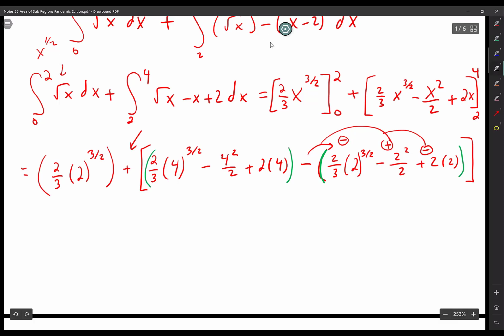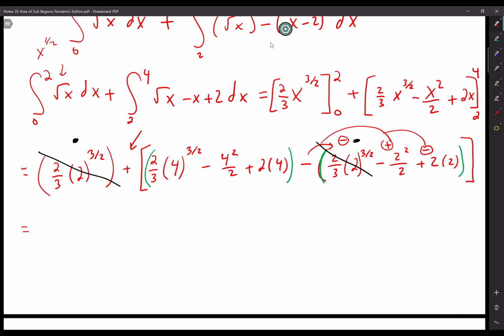Well, look at this. I have 2/3, 2 to the 3/2, positive. I'm going to put here a black dot here. And I have 2/3, 2 to the 3/2, but negative. I'm going to put a black dot there. What's going to happen to those two terms? Yeah, that was cool. They cancel out, guys. So now life is easy again. Let's see how easy it is.